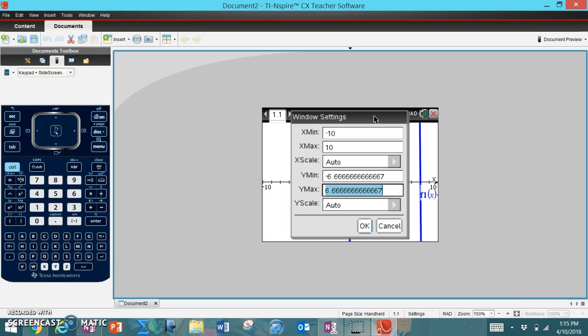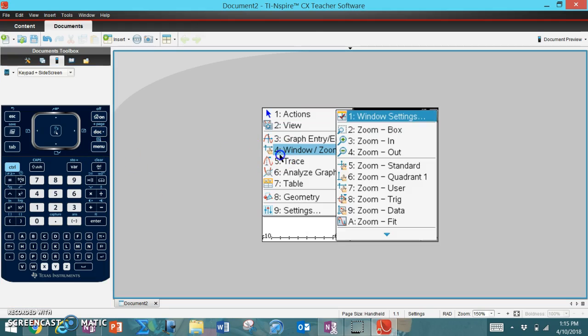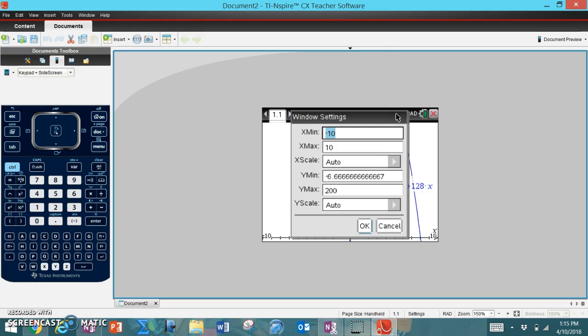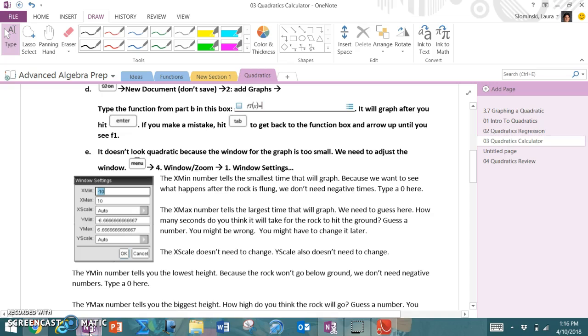So I want to be able to see it. We know that it's 112 feet in the air at one point, so let's say I guess it's 200. When I type in 200, you can see I still can't see the top. So I am going to go back to Menu, Window Zoom, Window Settings, Tab, Tab, Tab, Tab, so you can hit Tab to get down there. And I'm going to put 500 this time just to save myself time of guessing again. So that's how I can get the picture that I need to see.